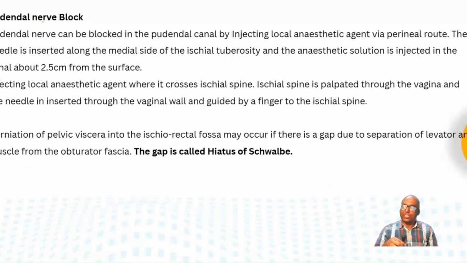Or by injecting local anesthetic agent where the nerve crosses the ischial spine. The ischial spine is palpated through the vagina, and the needle is inserted through the vaginal wall and guided by the finger to the ischial spine.